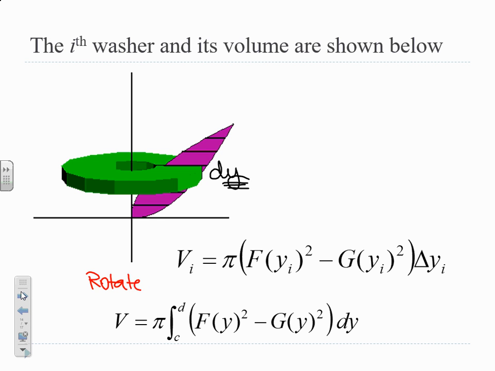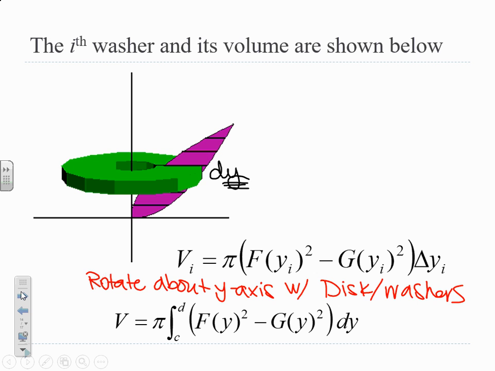Okay. So when we rotate about the y-axis with discs and washers, this is what we're going to use. It's the same thing from yesterday, pi r squared minus r squared h. However, now, since we're using horizontal rectangles, their thickness is dy, and we must do the integration in terms of y.